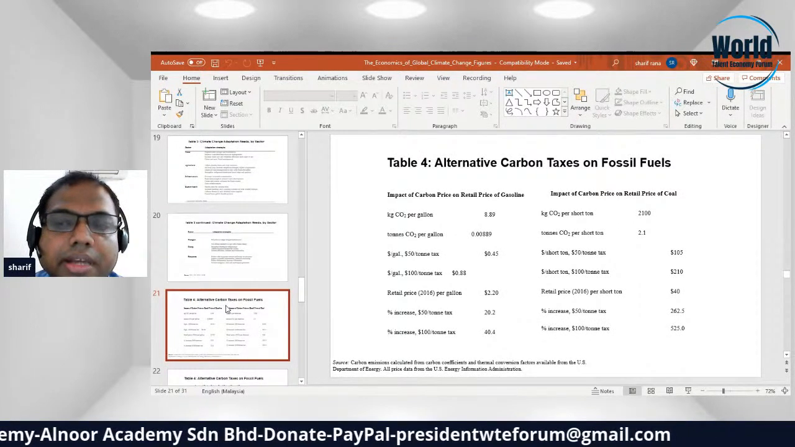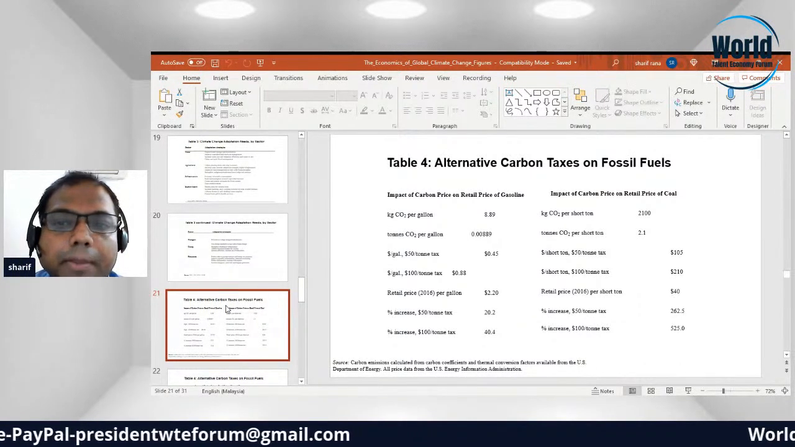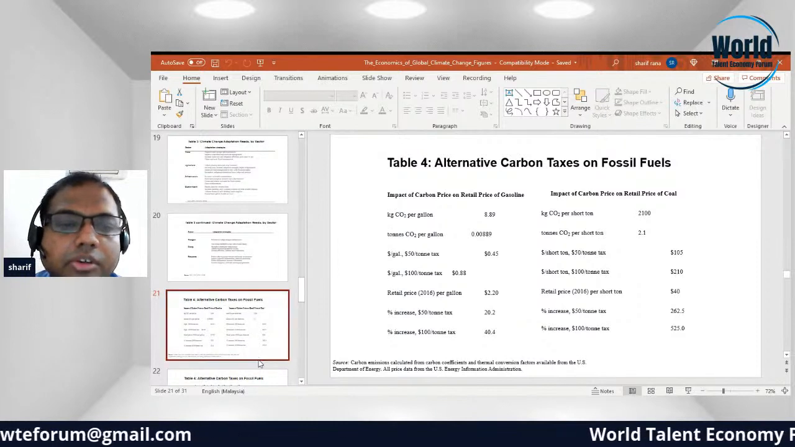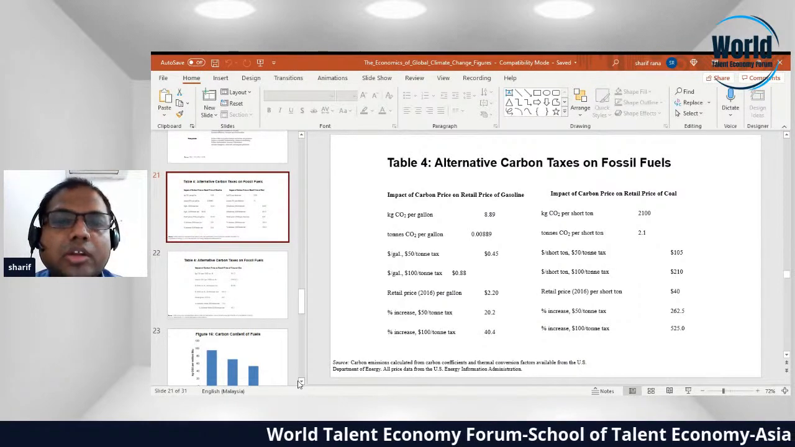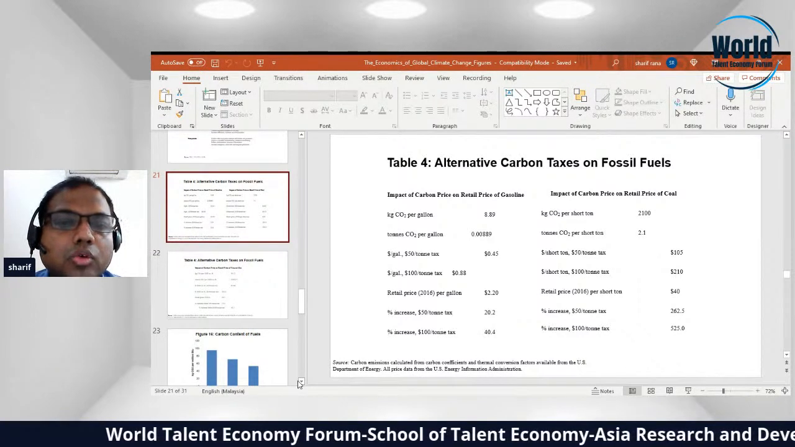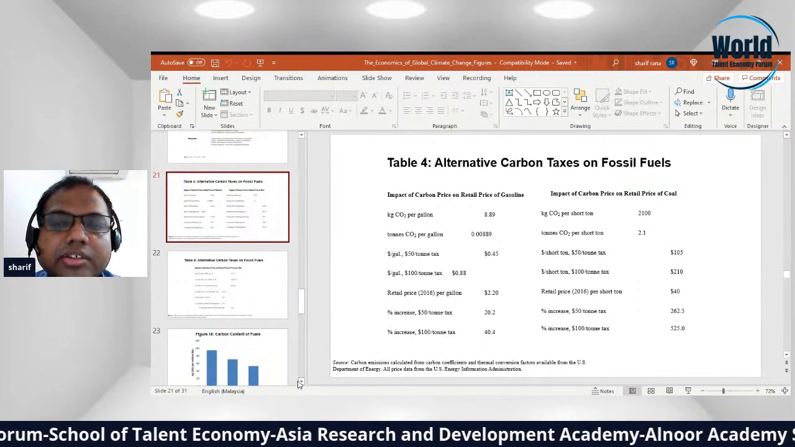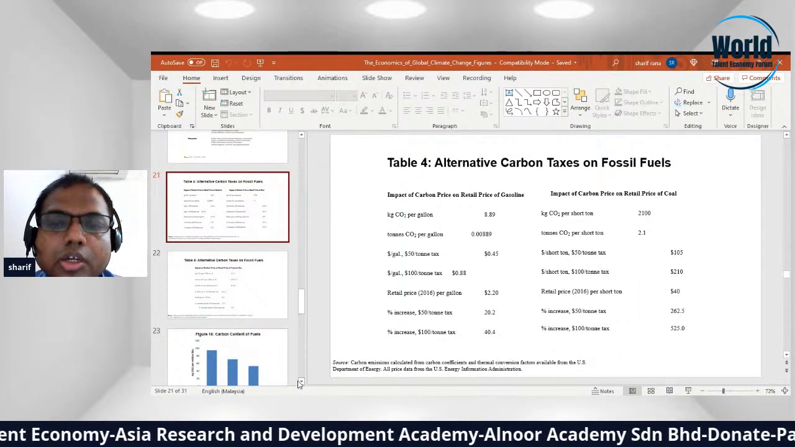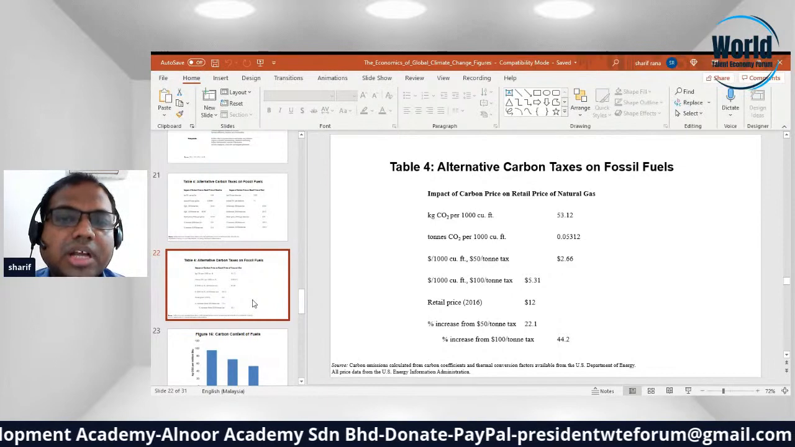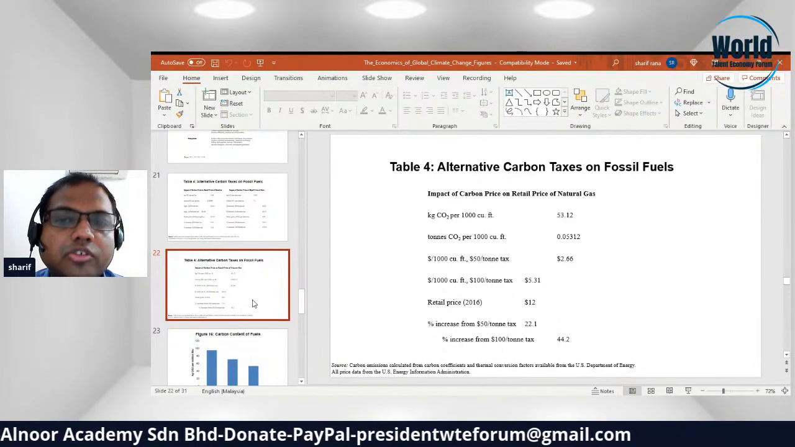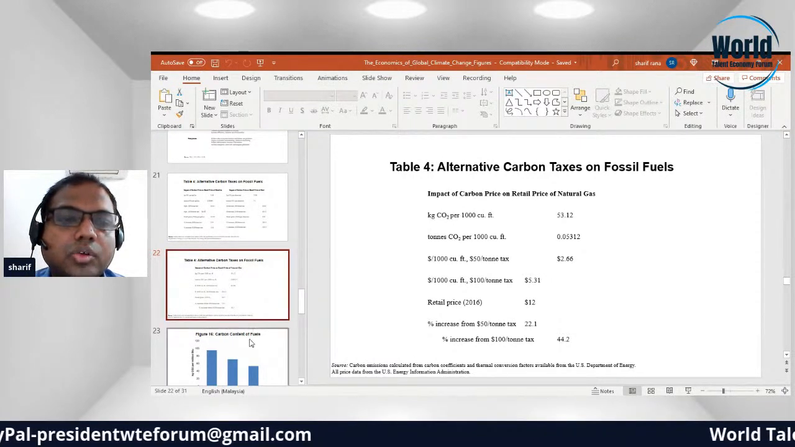Alternative carbon taxes on the fossil fuel. Impact of the carbon price on the retail price of the fossil fuel. Impact of the carbon price on the retail price of the coal. And we are observing that CO2 per gallon 8.8, CO2 per ton 0.00889. On the other hand, kg CO2 per short ton 2100, tons CO2 per short ton 2.1. Impact of the carbon price on the retail price of the natural gas, kg CO2 per 100 tons, and CO2, and many more things.